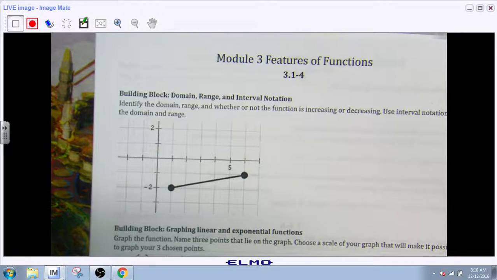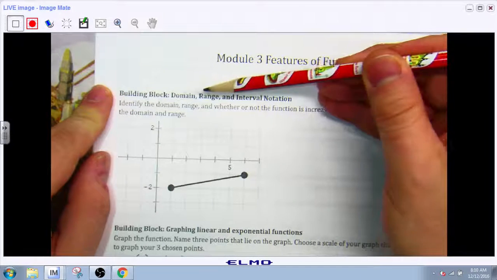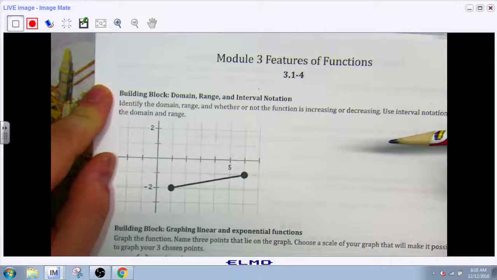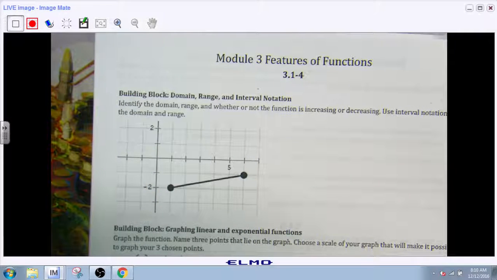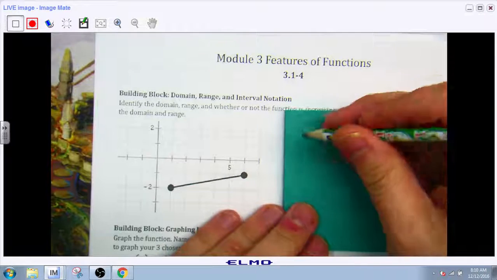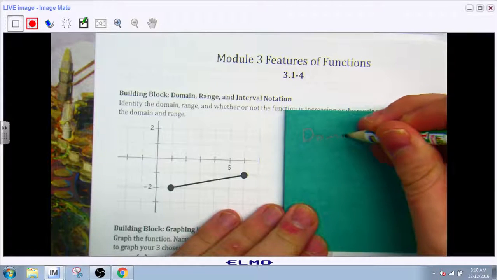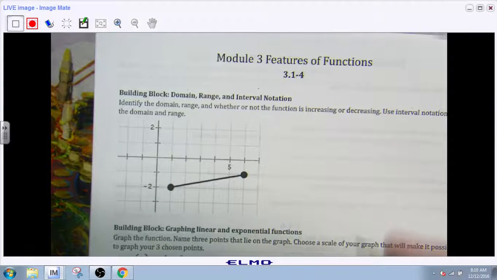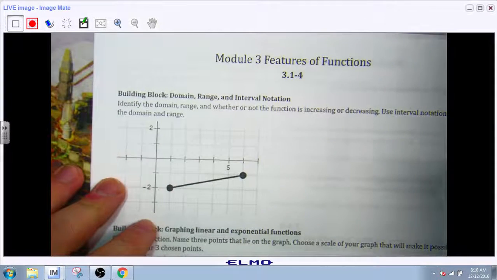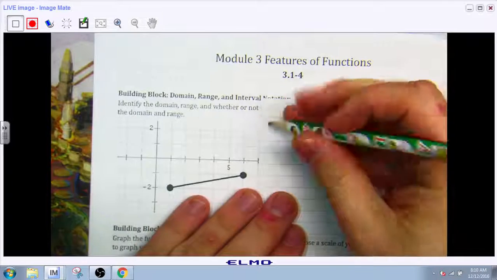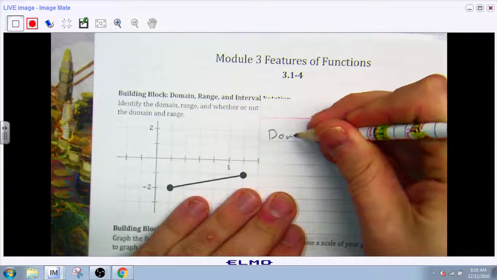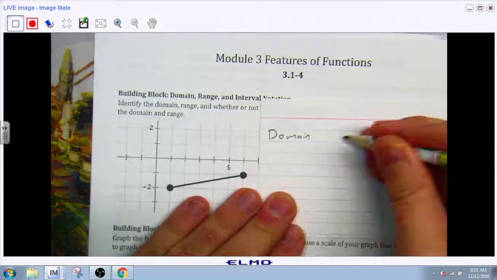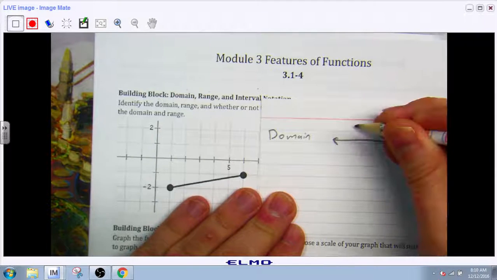So the first thing that we're looking for in this building block is domain, range, and interval notation. I want to take just a brief moment and talk about what they are. When we're talking about domain, you can't really see that. That's not going to work. I'll just do it right here. Domain. The domain is all possible x values.